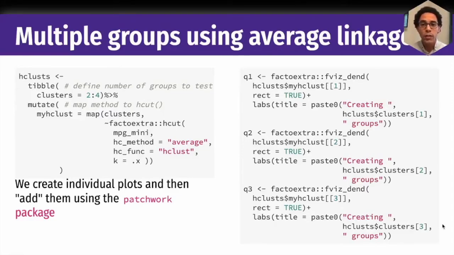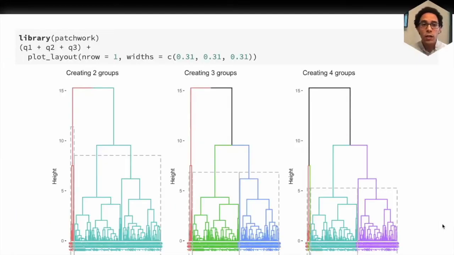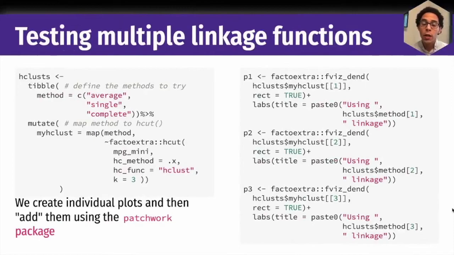The code for this, or the trick for this, is to create 3 different plots, again using the fviz_dend function from the factoextra package, and after that we can just put them all together using a very cool package called patchwork that allows you to put together multiple objects, multiple plots or multiple figures that you have created before.